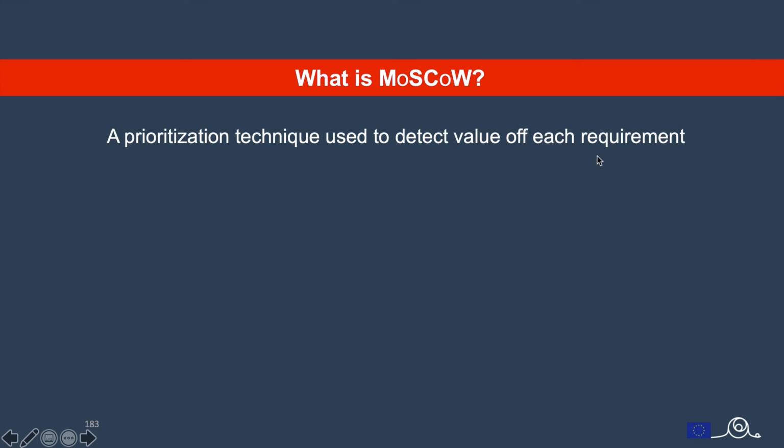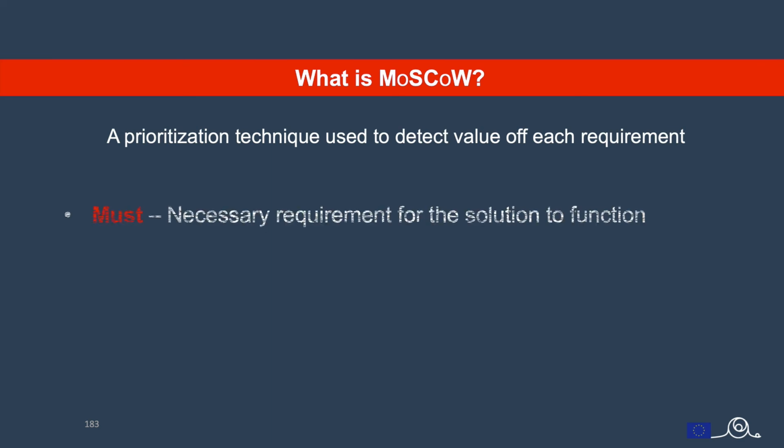So our user comes with the requirement and we have a better way of detecting the value of this requirement, so we know whether it should go in the project or whether we should never do this requirement. Okay, so let me show you how this works and what it is. So it's broken up into MSCW, so must. That's the M. It's a necessary requirement for the solution to function. Okay, so otherwise the shipped product will not work.